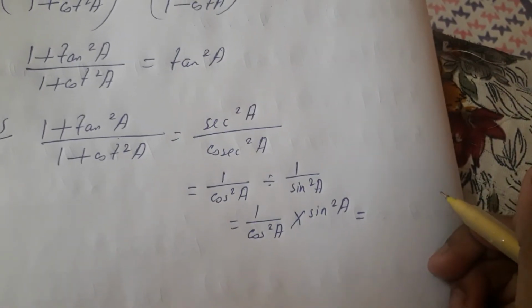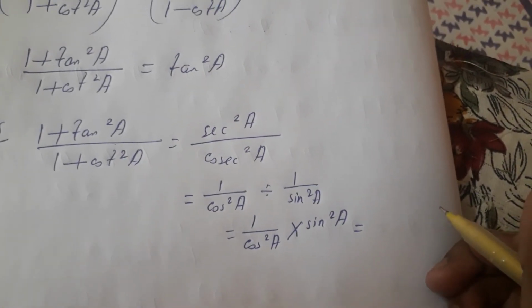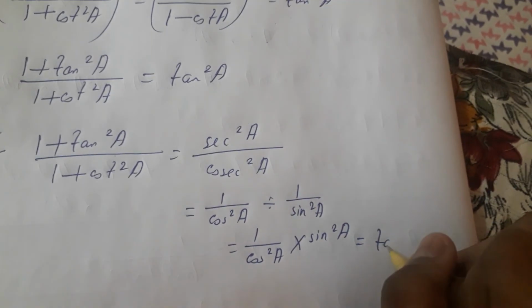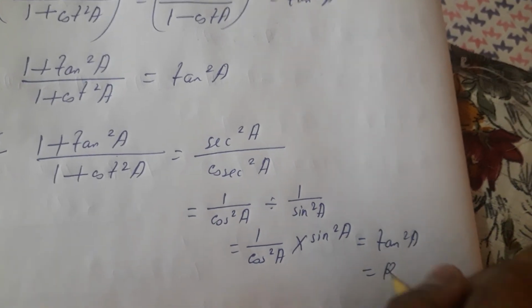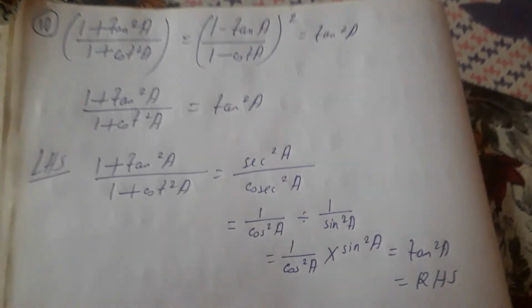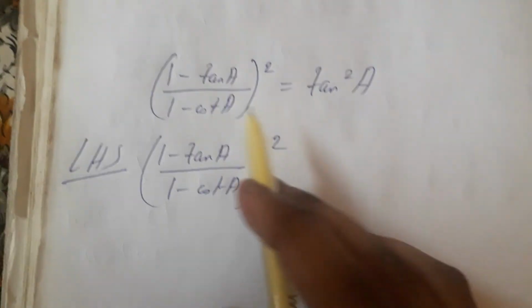Now see, sin A by cos A is equal to tan A, so sin square A divided by cos square A is equal to tan square A. So here is your RHS. Now prove the second part.